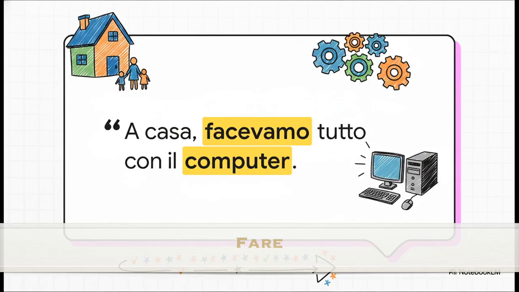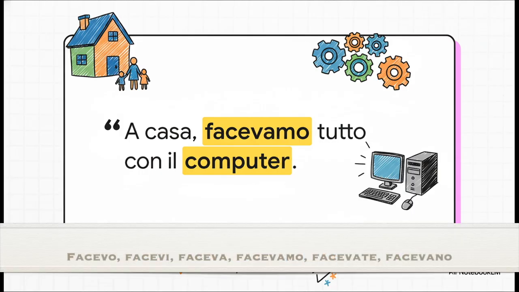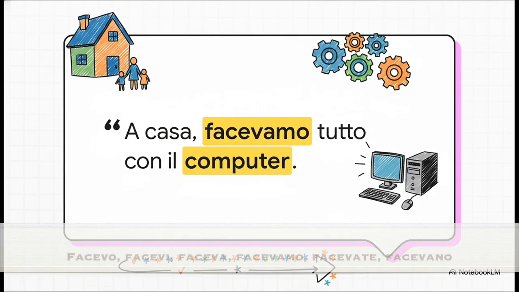And then there's fare, which means to do or to make. Look at that ending. It still feels really familiar, right? Describes a routine, what we used to do at home.